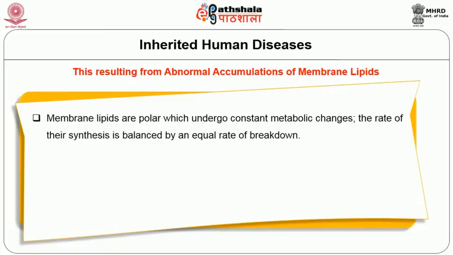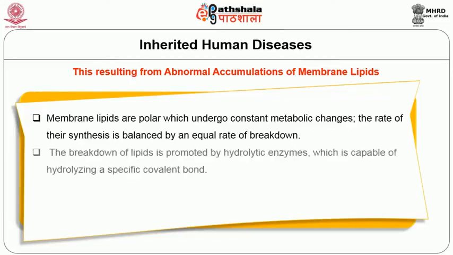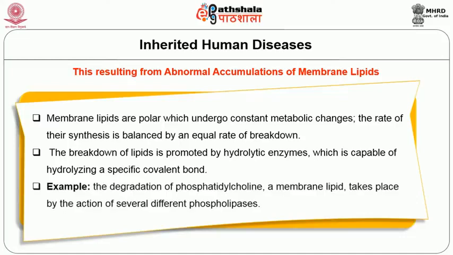Membrane lipids are polar and undergo constant metabolic changes. The rate of their synthesis is balanced by an equal rate of breakdown. The breakdown of lipids is promoted by hydrolytic enzymes, each capable of hydrolyzing a specific covalent bond. For example, the degradation of phosphatidylcholine, a membrane lipid, takes place by the action of several different phospholipases.